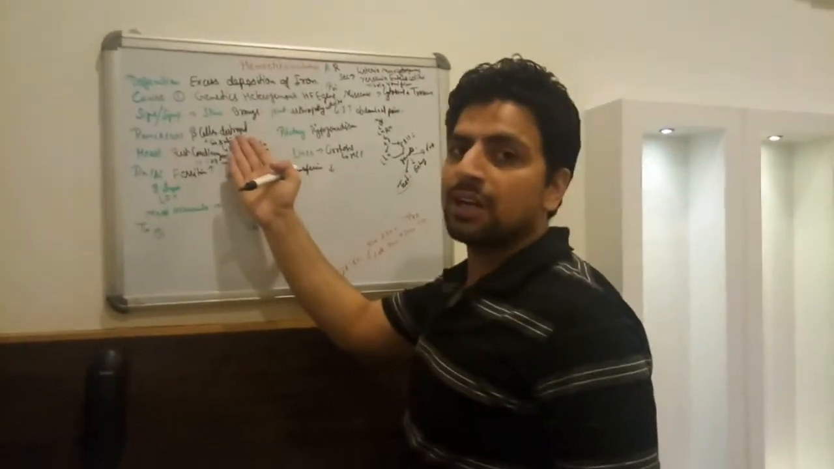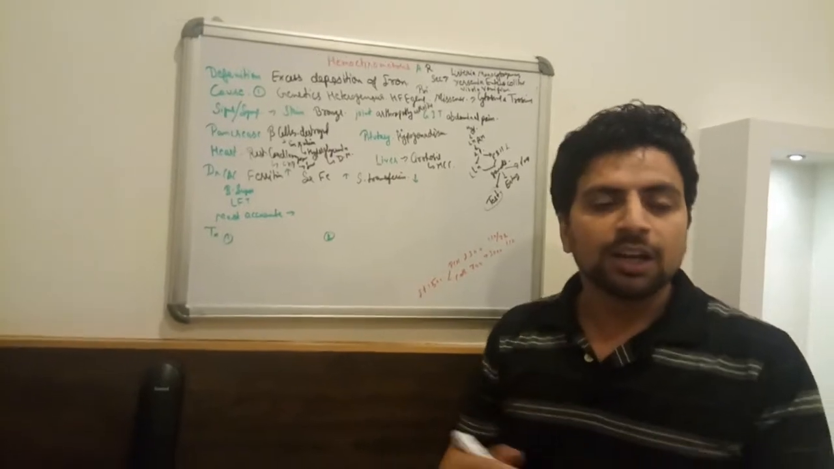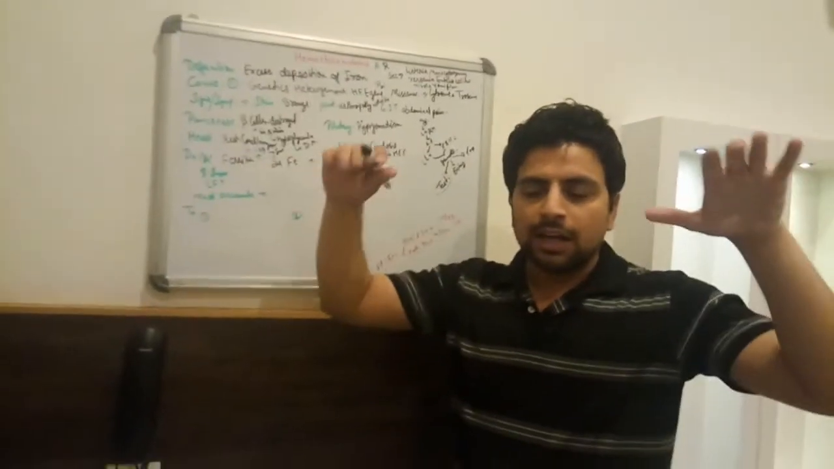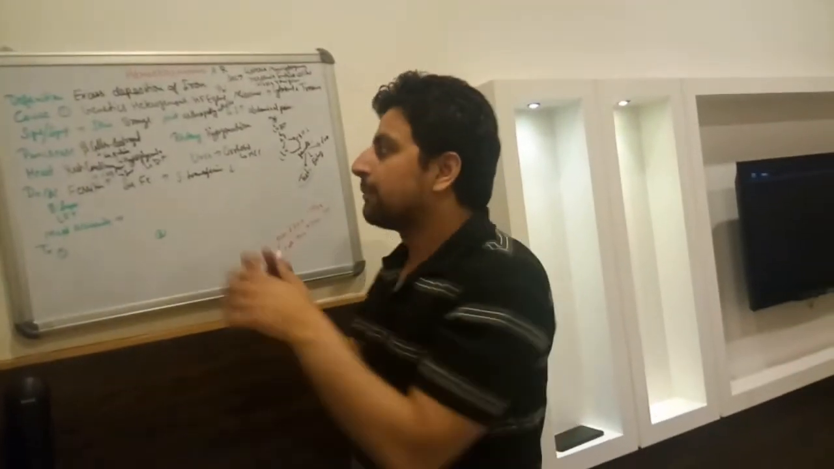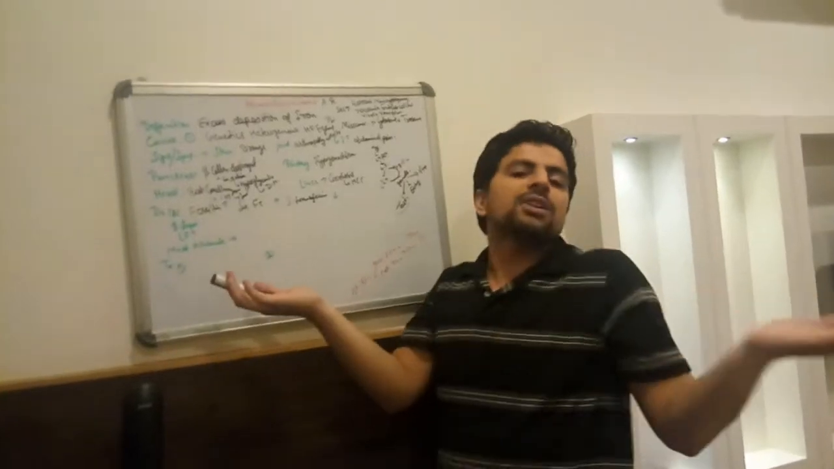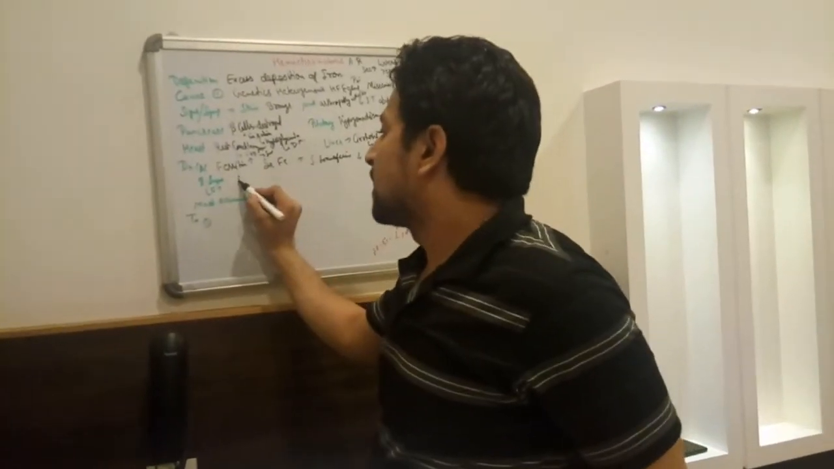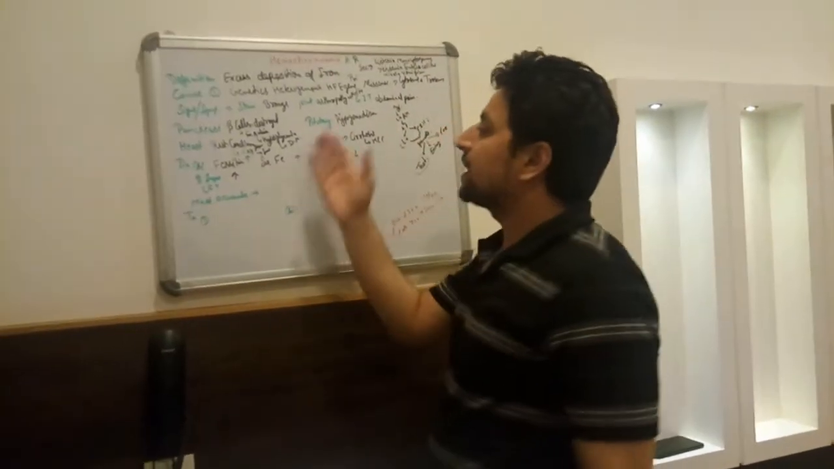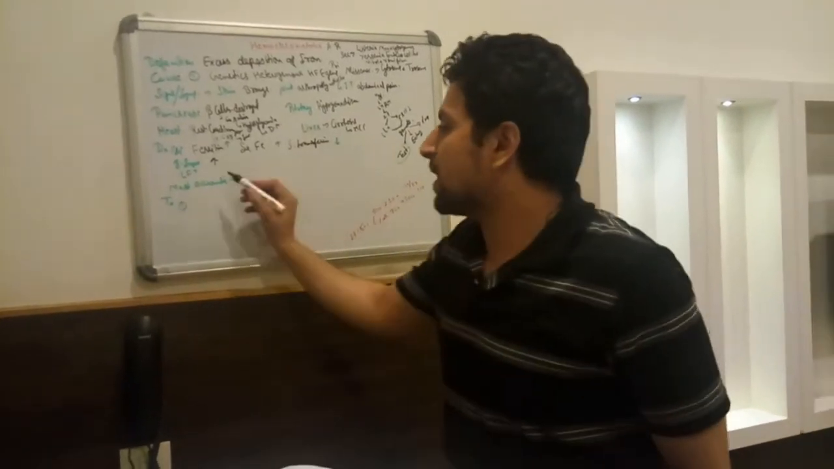Okay, but what happened with blood sugar? The beta cell is destroyed, not working, not producing insulin. So what was the insulin's work? To act on receptors and decrease the sugar level. But if insulin is not produced by the beta cell in this situation, the blood sugar level increases.